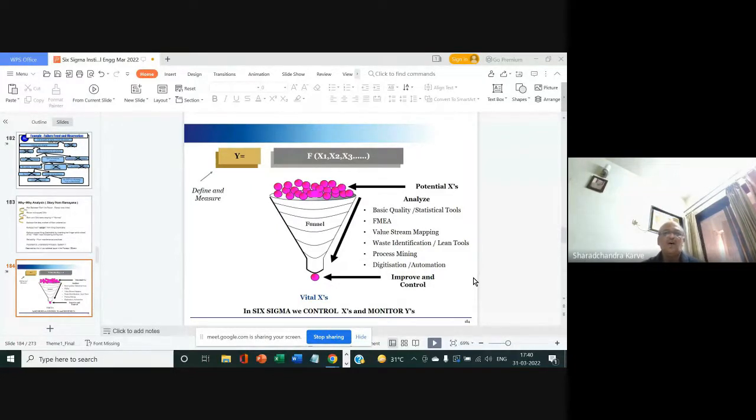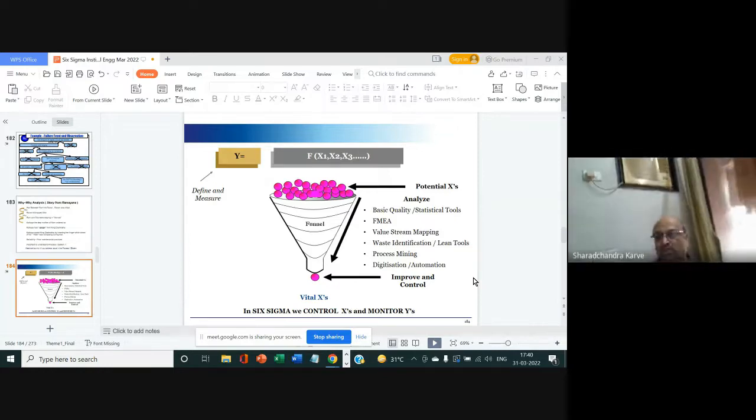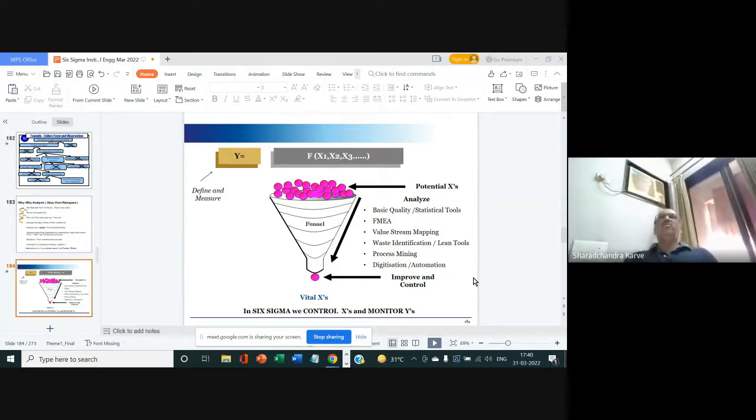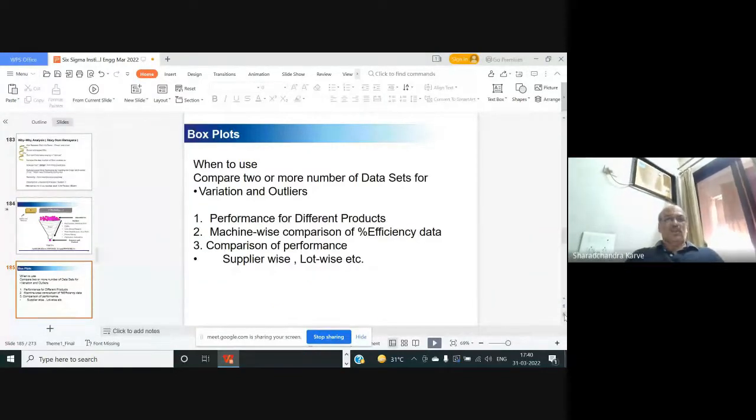We'll look at how FMEA works. Then we'll also look at the lean tools, and the idea is to screen the potential X's to identify the vital X's. So let us move ahead. What we looked at earlier was Y-Y analysis. The next tool is a box plot.